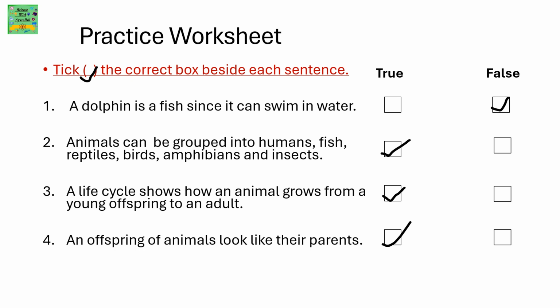Animals can be grouped into humans, fish, reptiles, birds, amphibians, and insects. It's false. A life cycle shows how an animal grows from a young offspring to an adult. True. An offspring of animals looks like their parents. It's true.